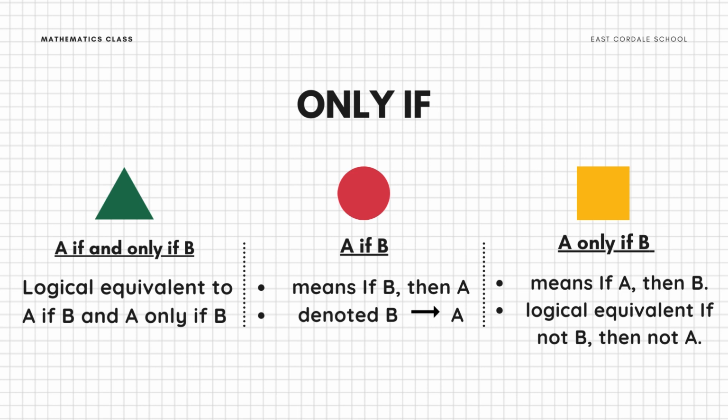The next one is the only if statement. There are three types of only if statement. The first one is A if and only if B. It is also logically equivalent to A if B and A only if B. The next one is the A if B statement, which means if B then A, denoted with B implies A. Another one is the A only if B statement, which means if A then B, logically equivalent to if not B, then not A.